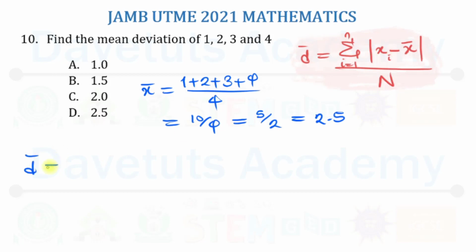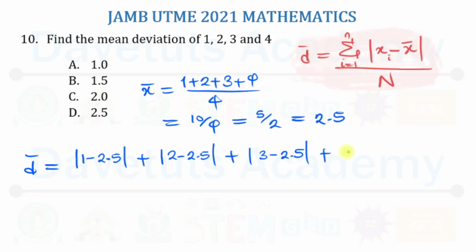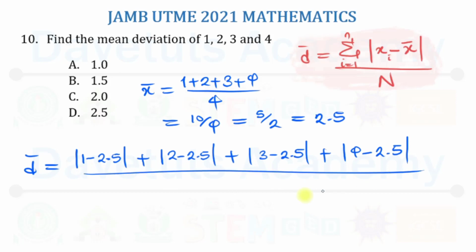So how do we evaluate this formula? The evaluation is like this. You take each term of the data set that we are given, 1, 2, 3, and 4, and you subtract the mean from them, but you take the absolute value. You don't take the negative value. So that means we are saying in the first case, the absolute value of 1 minus 2.5, plus the absolute value of 2 minus 2.5, plus the absolute value of 3 minus 2.5, plus the absolute value of 4 minus 2.5, and everything we are dividing by n, which is 4.